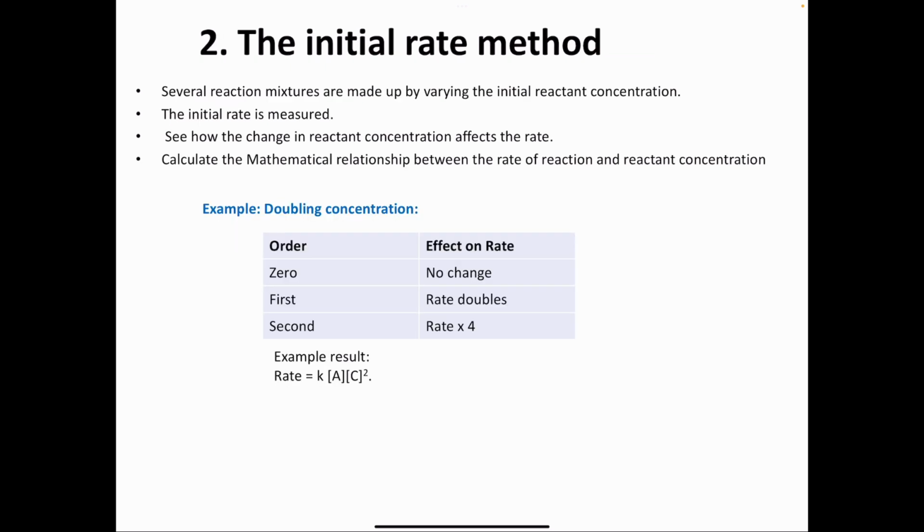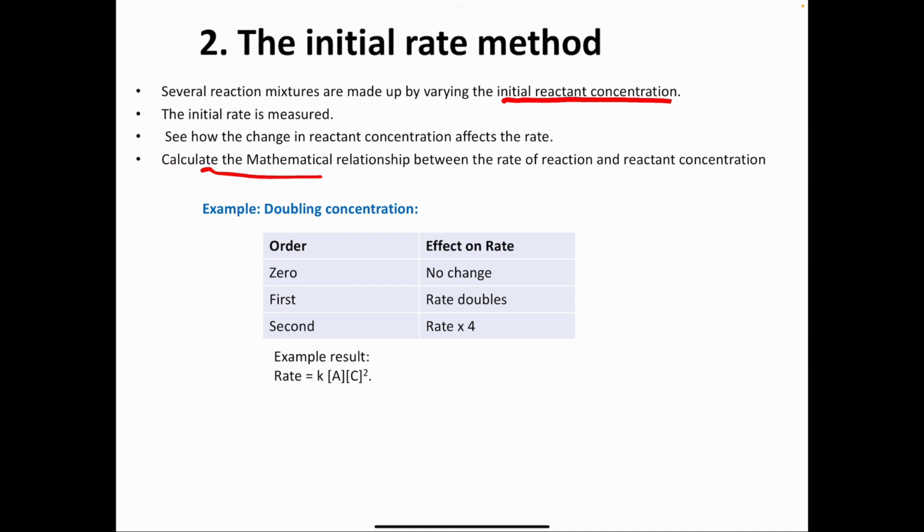Then we can go to the initial rate method. This is a method of determining order with respect to a certain reactant. In this method, we're going to use several reaction mixtures by varying the concentration of the initial reactant and then observe how that affects the initial rate. And then we'll calculate a mathematical relationship between the rate of reaction and the concentration.